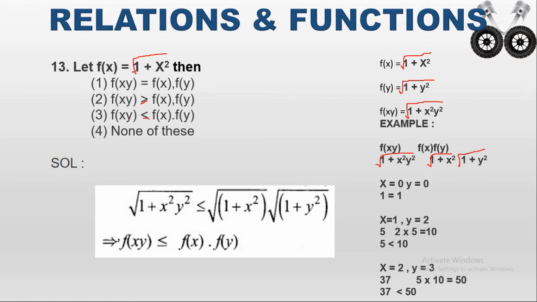So why am I choosing f of xy on the LHS and f of x and f of y on the RHS? We know the formula: square root of ab is equal to square root of a into square root of b. So using this formula we can separate f of x as well as f of y.